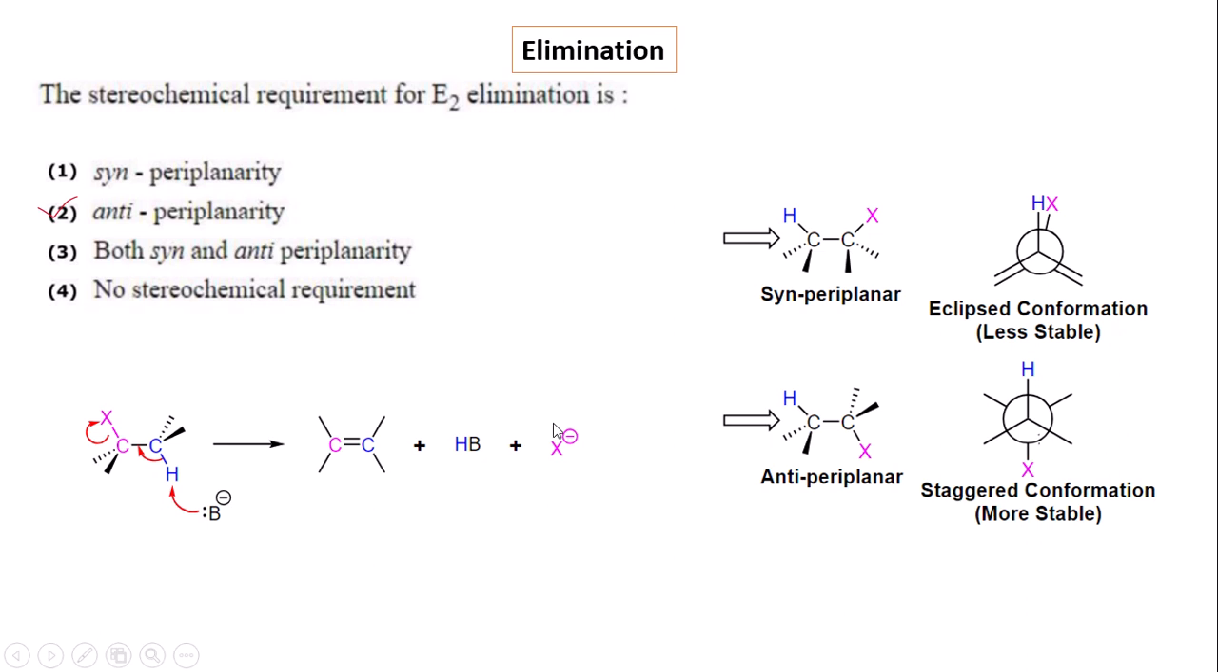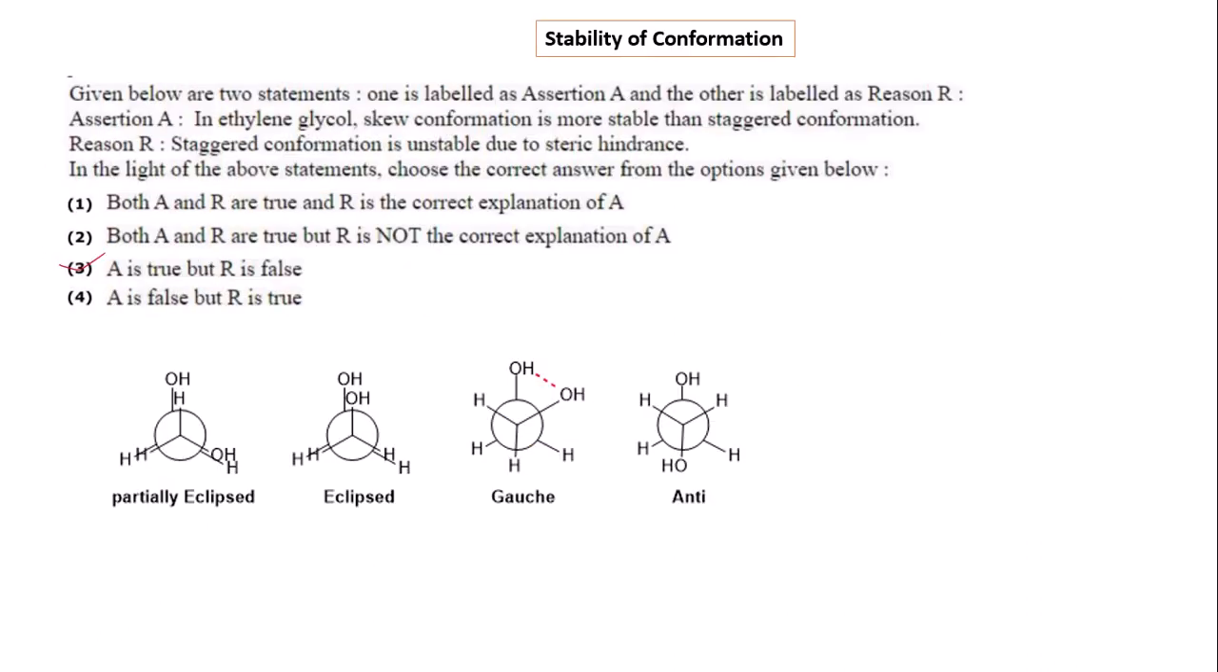Now the stereochemical requirement for the E2 elimination is that the two leaving groups must be present in the anti-periplanar orientation. Here the base abstracts the hydrogen atom and the X group leaves and produces the alkene. The stereoelectronic requirement for the E2 elimination is the anti-periplanar geometry. So anti-periplanarity is the main requirement for the E2 elimination reaction.